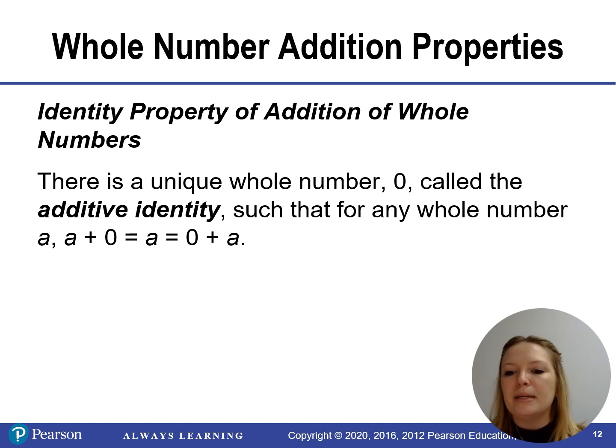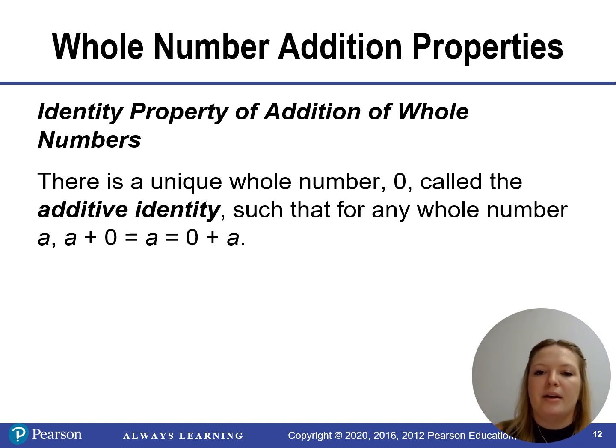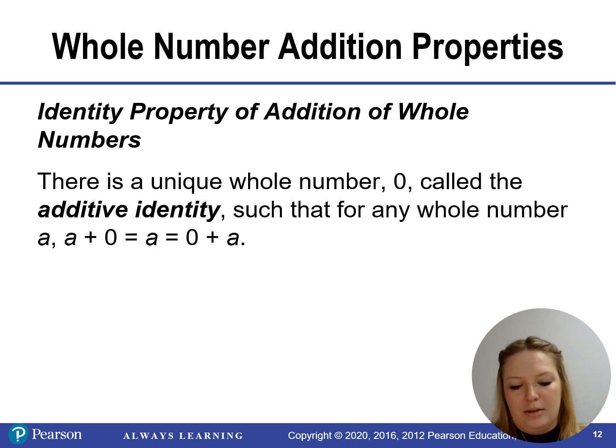The identity basically tells me that there's something out there that exists that I can add to any whole number that's going to give me the same whole number back. And in addition with whole numbers, that number is 0. So 0 is the additive identity. Anything plus 0 gives me that number back. So 5 plus 0 is 5. A plus 0 is A. 0 plus A is A.